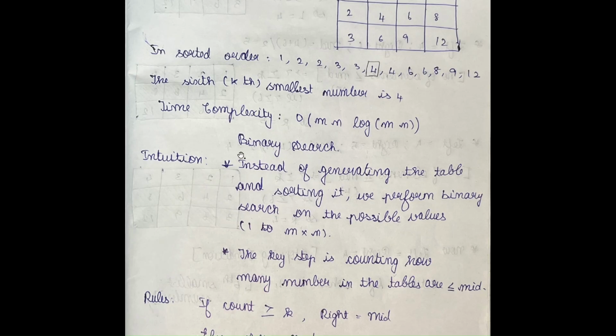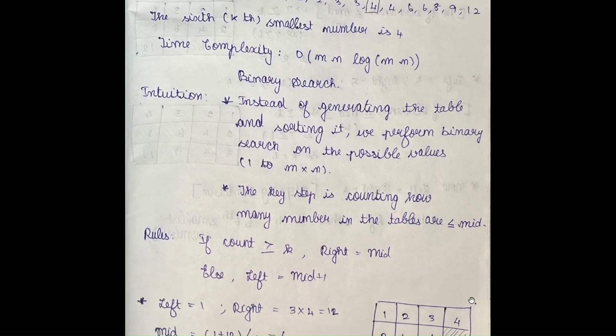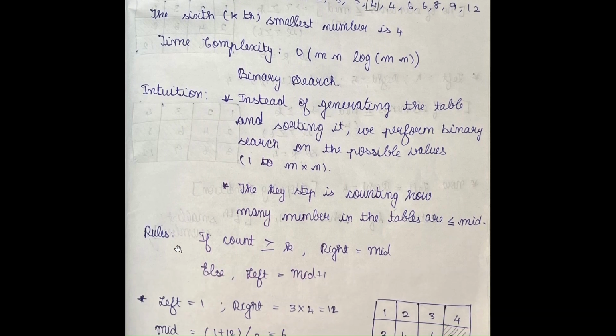The intuition for the binary search is, instead of generating the table and sorting it, we perform binary search on the possible values from 1 to m star n. The key step is counting how many numbers in the table are less than or equal to the mid value. The rules are: if the count value is greater than or equal to k, the right is updated to mid, else left is equal to mid plus 1.